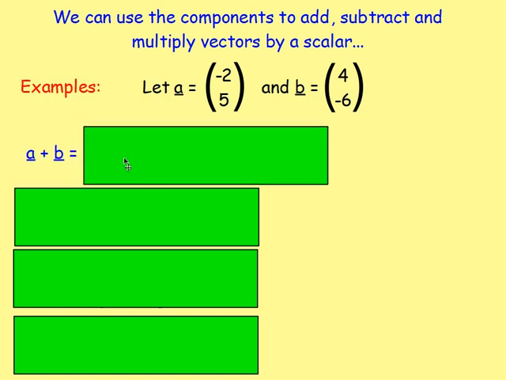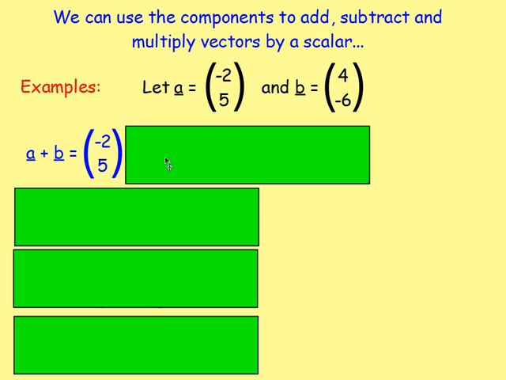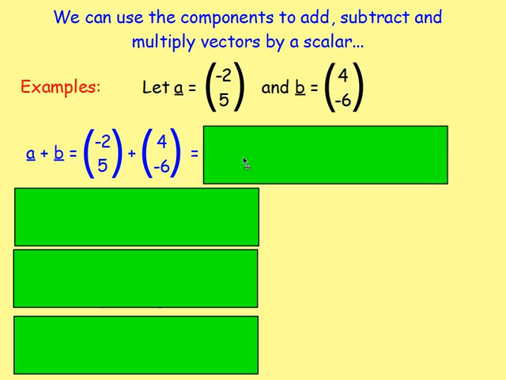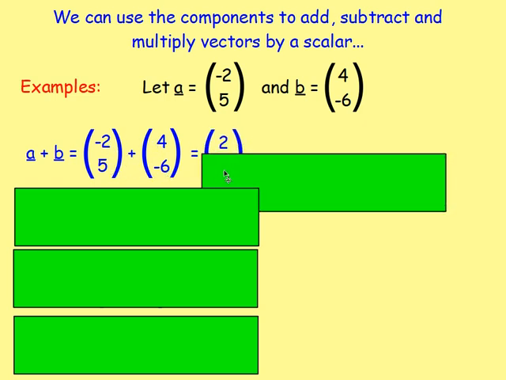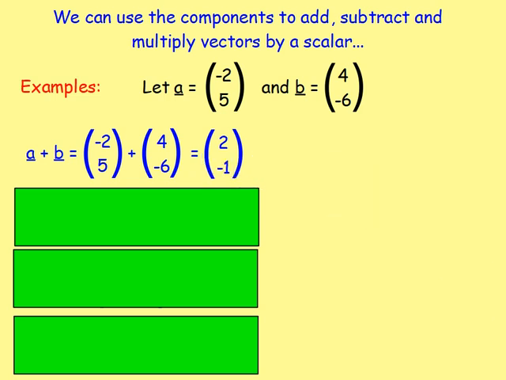To add your vectors together, we've got vector a, which is negative 2, 5, and we're adding on vector b, which is 4, negative 6. And to add them, really you're just adding the x's and then adding the y's. So negative 2 add 4 gives you 2, and 5 add negative 6 gives you negative 1. It's as simple as that.